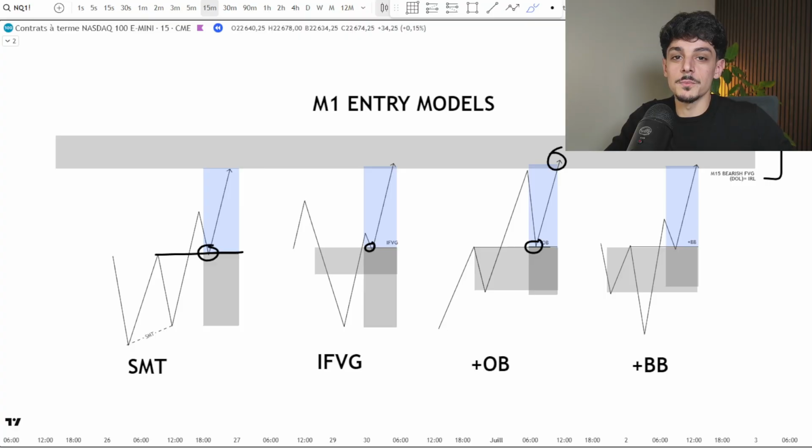The last entry would be the breaker block, which is a failed bearish order block. Let's say in this case, you create a low, a high, a lower low. So this is your bearish order block. If we're truly bearish, we should respect the zone to create a new low.